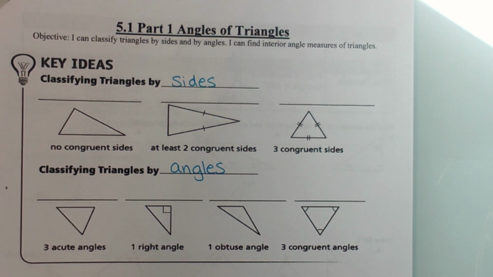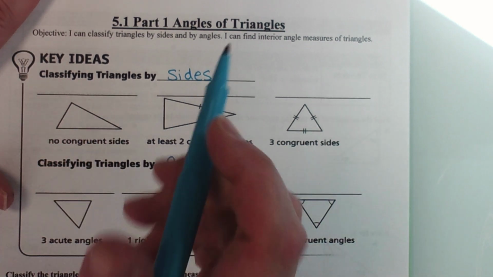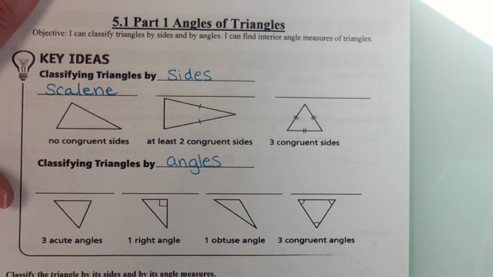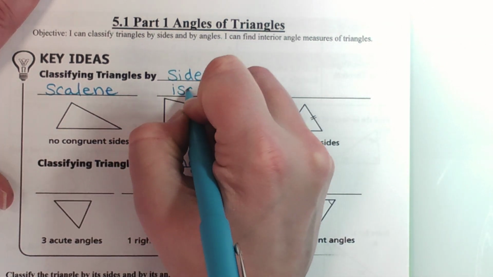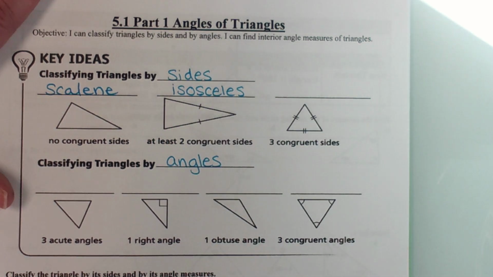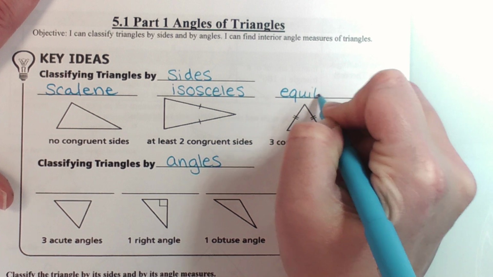Classifying them by their sides means taking a look at how many of the sides are congruent. If none of the sides are congruent, it's called scalene. If two of the sides are congruent, technically it's at least two, but we're just going to focus on if it's two, it's isosceles. If all three sides are congruent, it is equilateral.